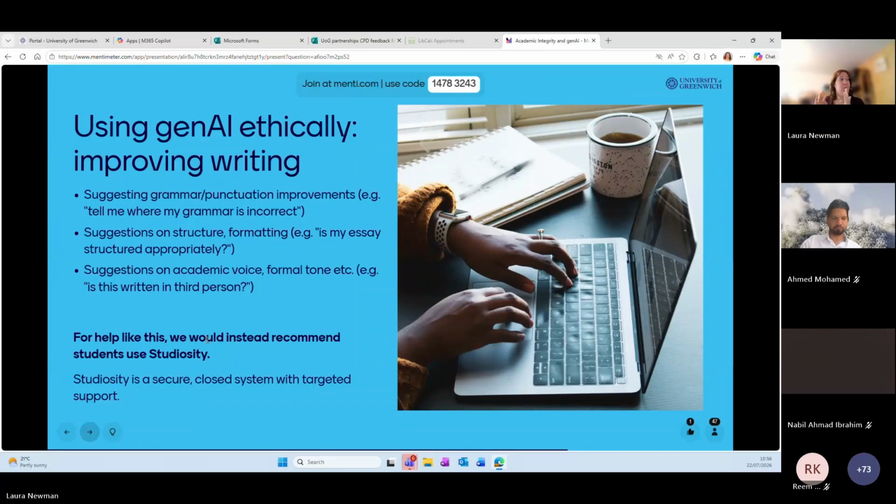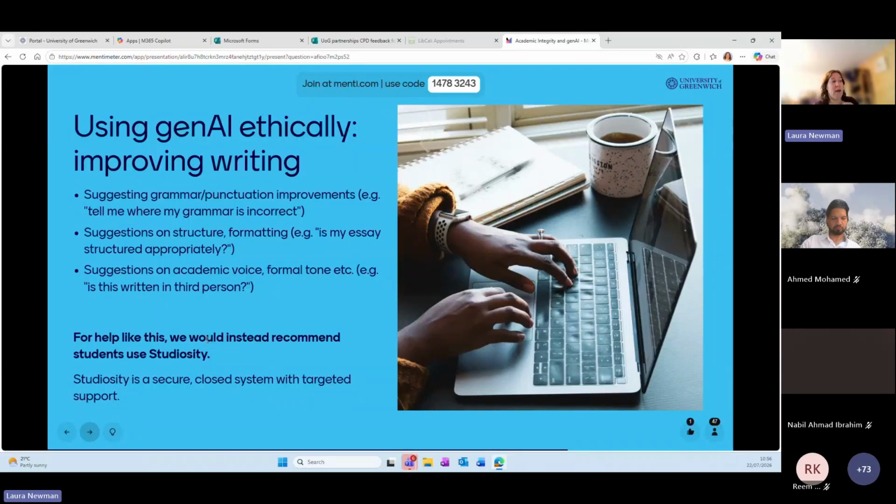So they could use it to look at, like we said, their language, so their grammar, their punctuation, the structure or the formatting, the tone of voice that they are using. So these are the kind of review stages. But like I said earlier, we do have Studiosity for our students. So we would encourage them for this review stage, they should really be using Studiosity.